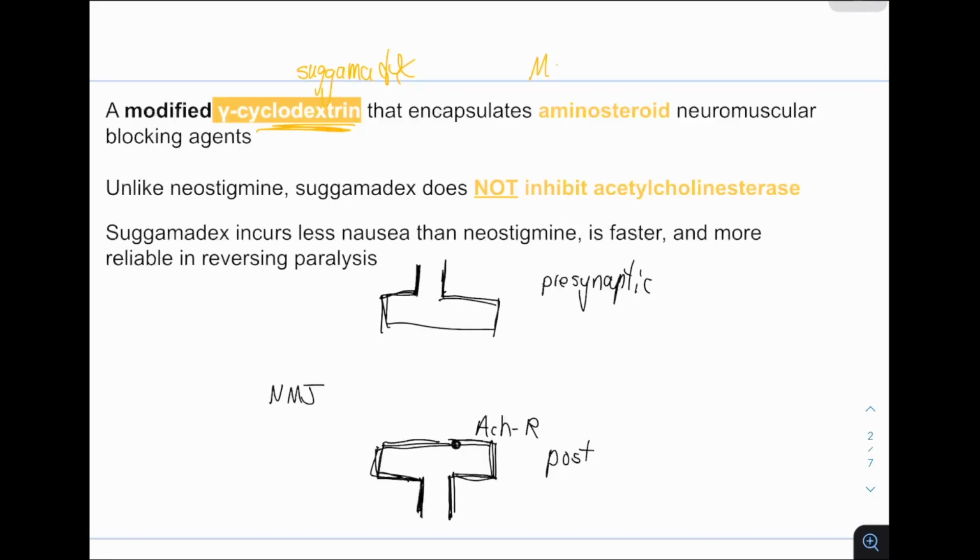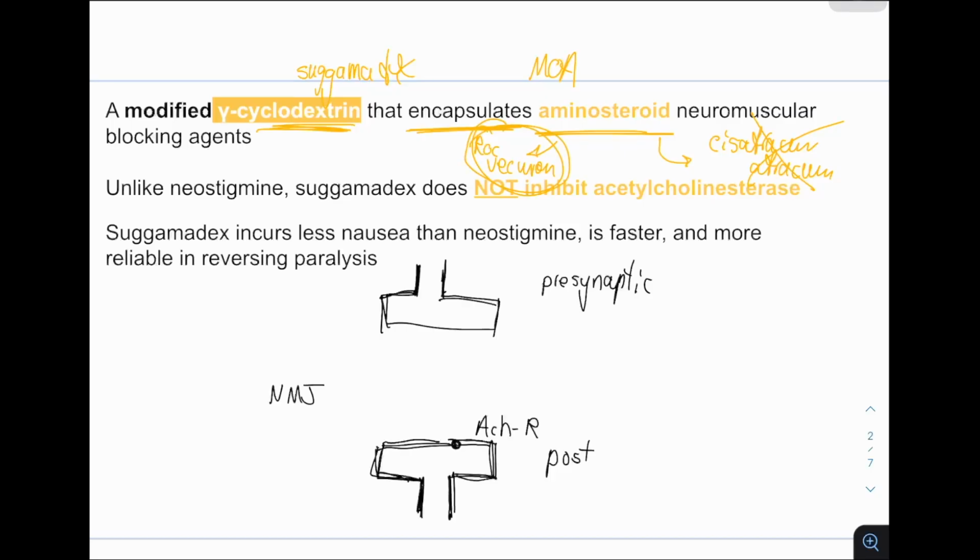And then the mechanism of action is that it encapsulates or binds aminosteroid neuromuscular blocking agents. So aminosteroid blocking agents include things like rocuronium and vecuronium. So Sugammadex will only work on these types of medications, but it will not work on things like cisatracurium or atracurium. So Sugammadex will not work on those medications, but will work on rocuronium and vecuronium.